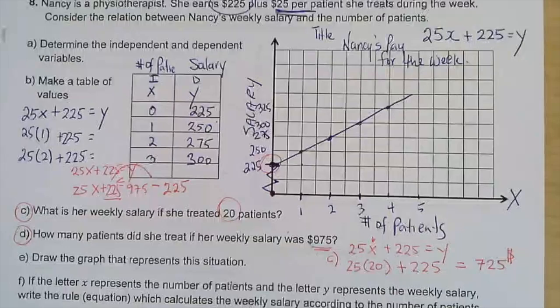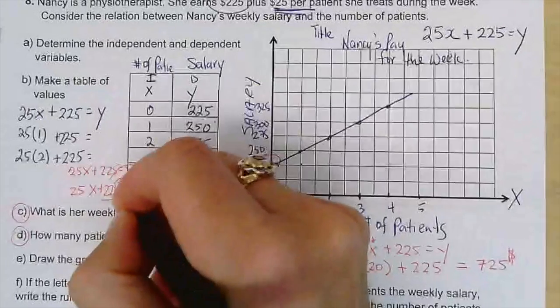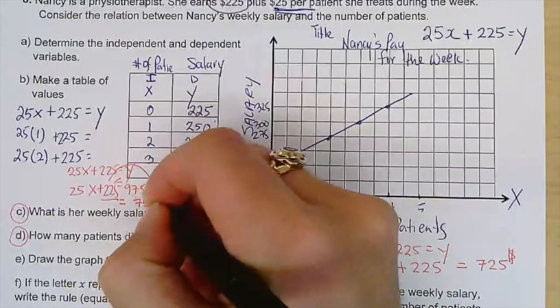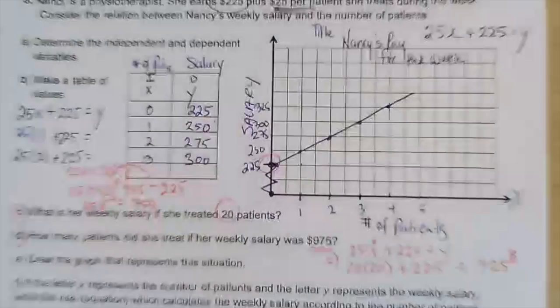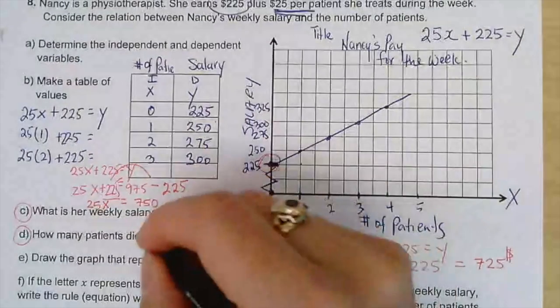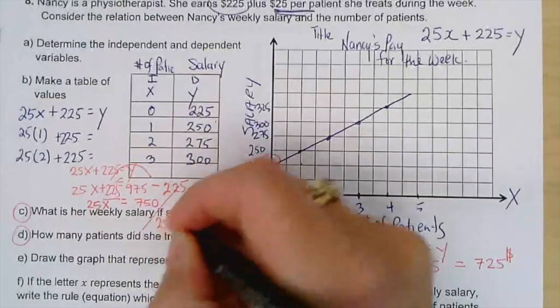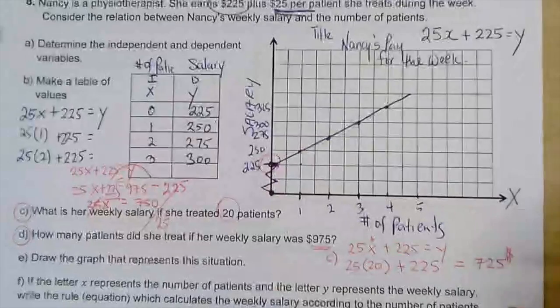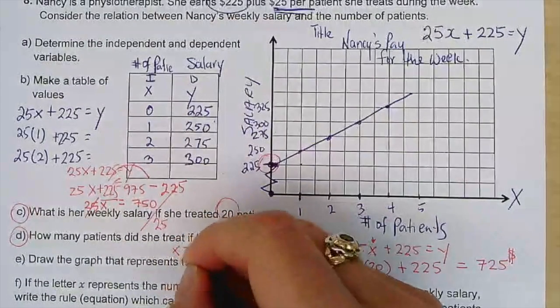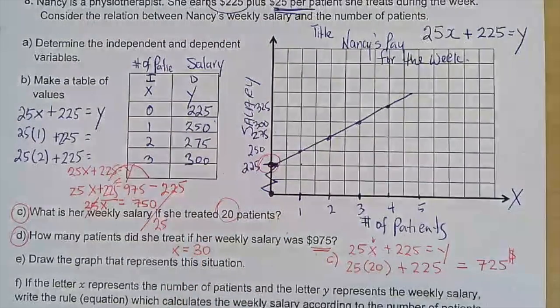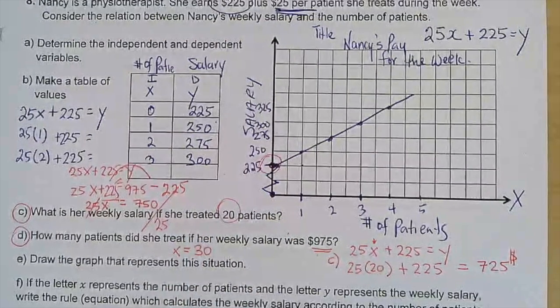So 975 minus 225 is? 750. And how do I remove the 25 that's stuck to the x in a multiplication? You divide it on the other side. So 750 divided by 25 removes that and leaves you with x is equal to 30. 30 patients to make 975.